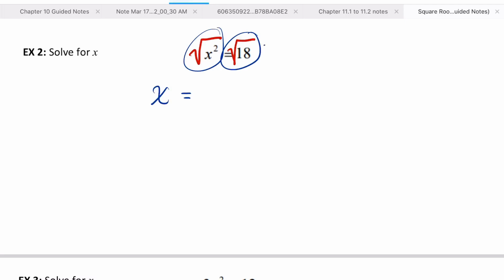Now 18 is not a perfect square number, so we want to figure out what is the largest perfect square factor of 18. So you can do a mental checklist or write them all out if you need to, but most of you probably already know that 18 is 9 times 2.